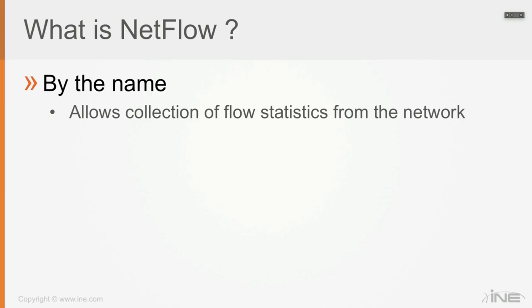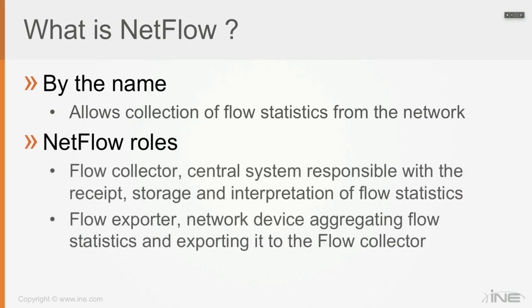Likewise, like in any other technology, we have some roles in there. One is going to be the flow collector, which is going to be the central system, that application responsible with the receipt, storage, and interpretation of the flow statistics, to show you those in a graphical format, so you can have statistics about what happened in the network, who sent traffic to where, and what kind of traffic. And the flow exporter is going to be a network device, which is going to be aggregating the flow statistics and exporting those statistics to the flow collector.